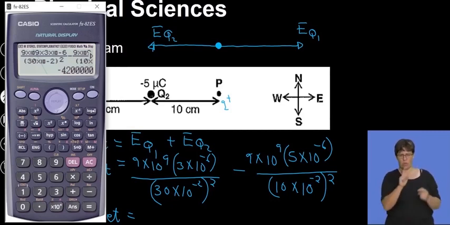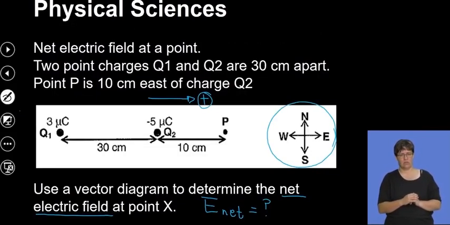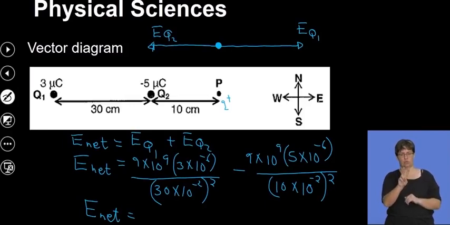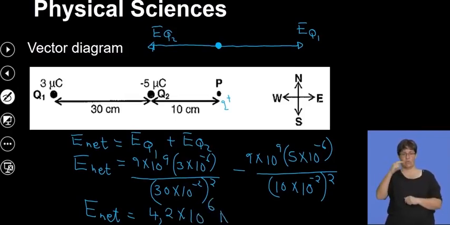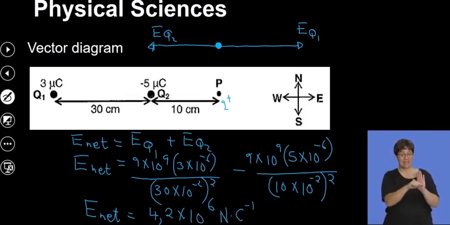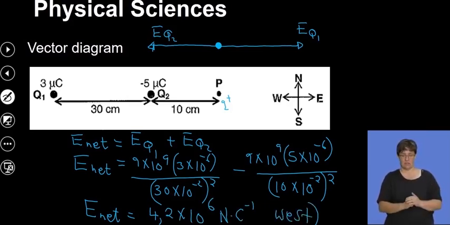So how many zeros do we have here? 1, 2, 3, 4, 5, 6, okay? So it's 4.2, okay? It's actually negative 4.2 times 10 exponent 6 newton per coulomb. Then that negative suggests that the direction of net is west. So that's the magnitude, that's the direction.